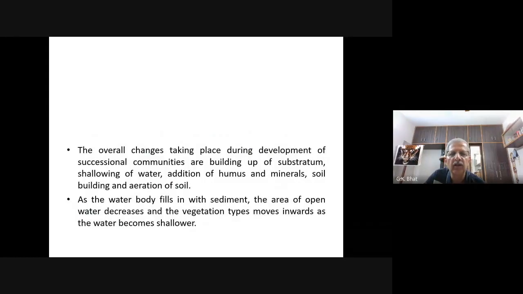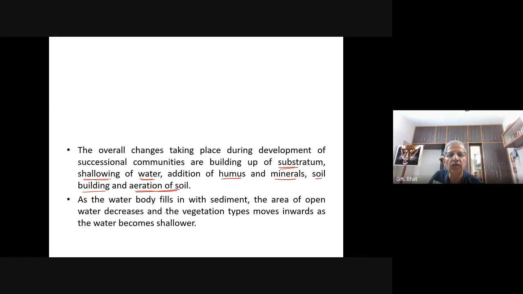The overall changes taking place during development of such communities are the building up of substratum. You know that the substratum is where the plants and animals live. Then shallowing of water, gradually, that means a decrease in the depth of the water, in the lake and all. The light penetrating area is going to be more and more. Addition of humus, minerals, soil building, and aeration of soil. All these you observe during the succession.